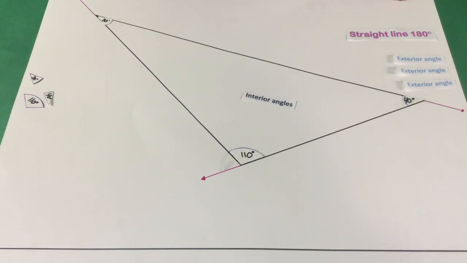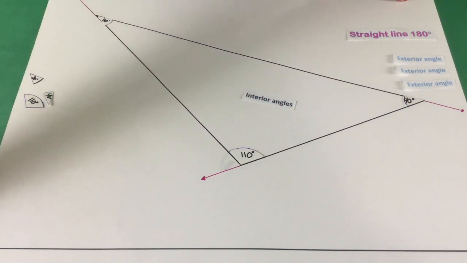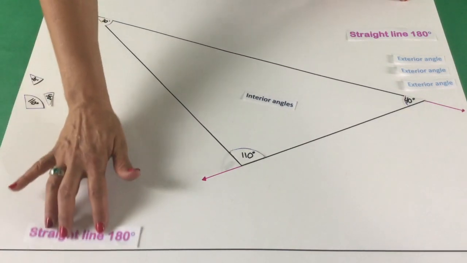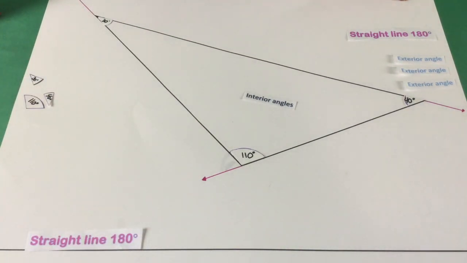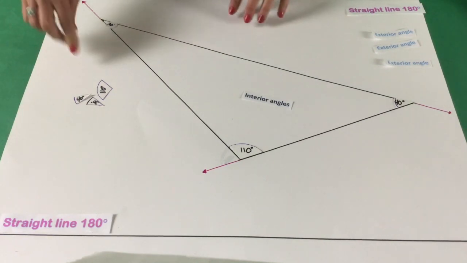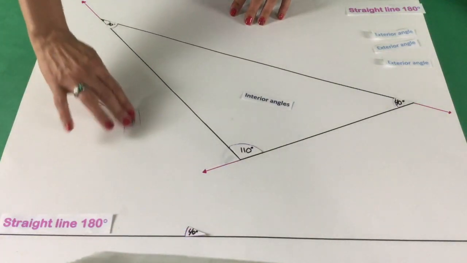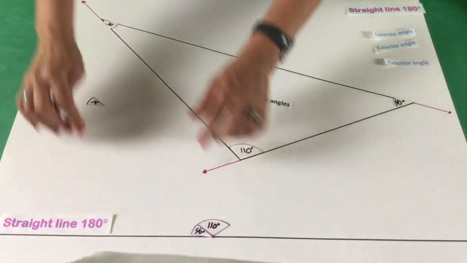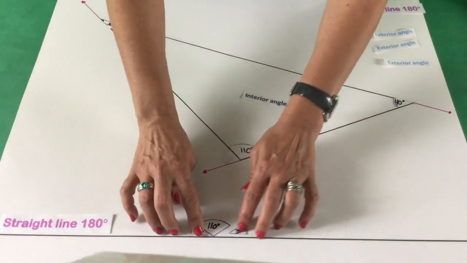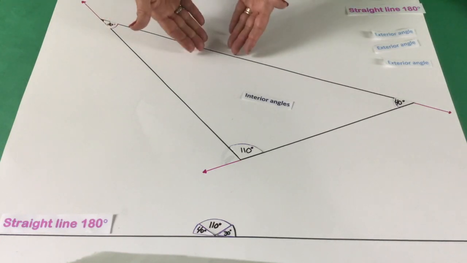I will prove to you that the sum of the interior angles of a triangle equals 180 degrees using a straight line, because we all know a straight line also has a 180 degree angle. If I cut the interior angles, all three of them, and put them on a straight line, would they give me 180 degrees? Let's try this. If I put the 40, the 110, and the 30 degrees, will they give me a 180 degree straight line? Yes, they did. That's another proof that the sum of the interior angles of a triangle equals 180 degrees.